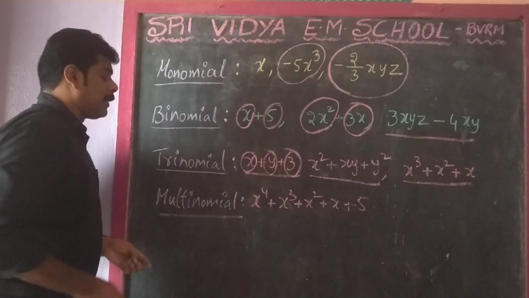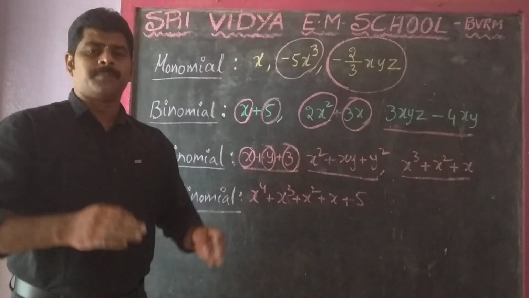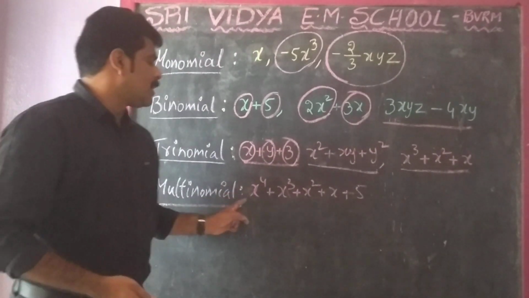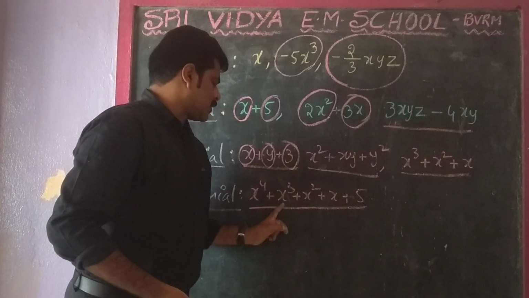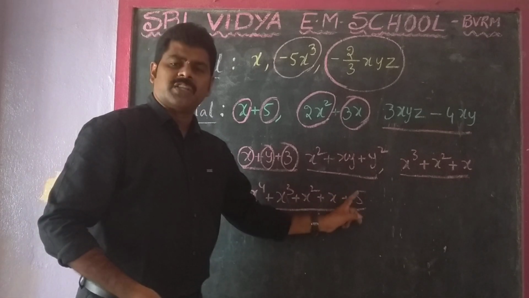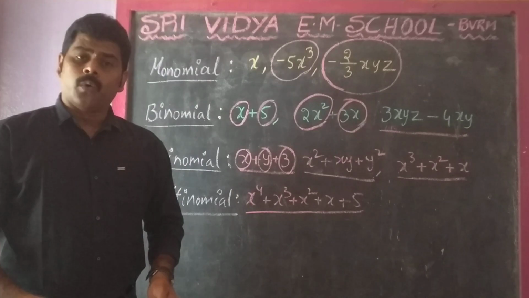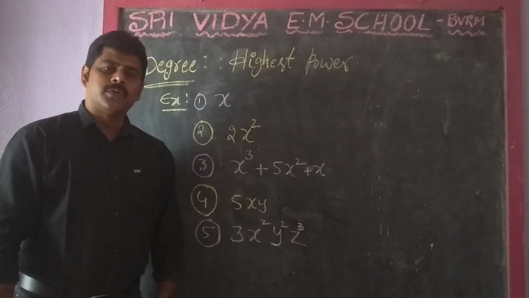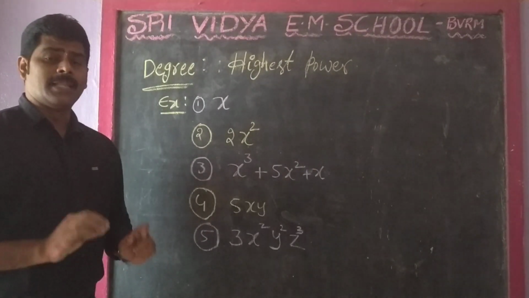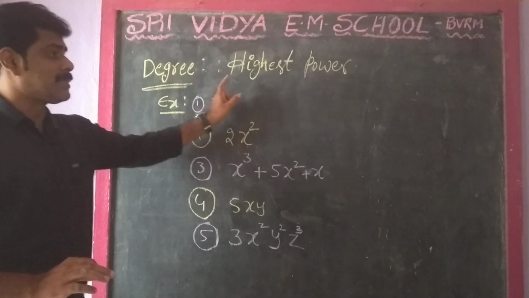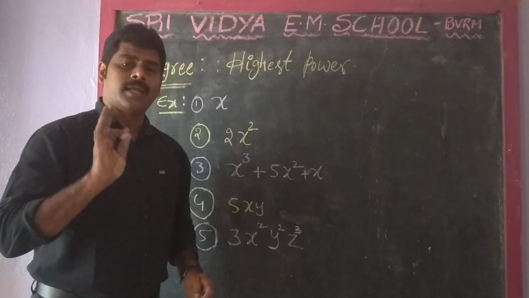Then what is a multinomial? An algebraic expression that contains more than three terms is known as a multinomial. Look at the example. x to the power 4 plus x cube plus x square plus x plus 5. This entire expression is known as a multinomial. Okay? Then comes the concept of degree. Degree is nothing but the highest power of an expression.